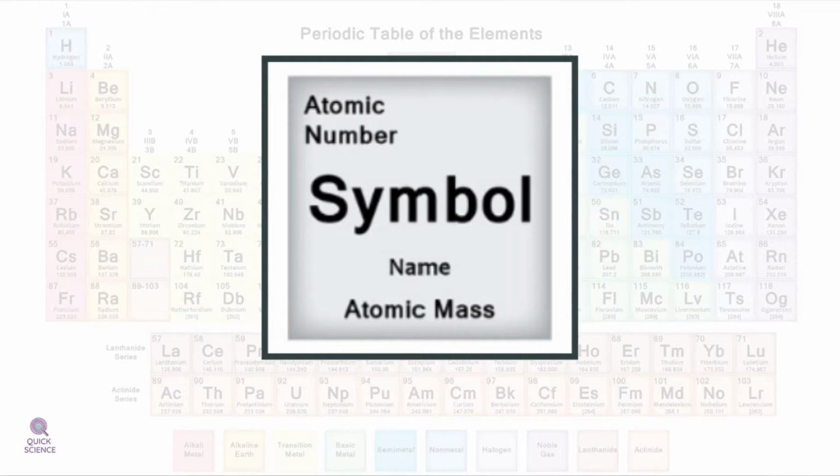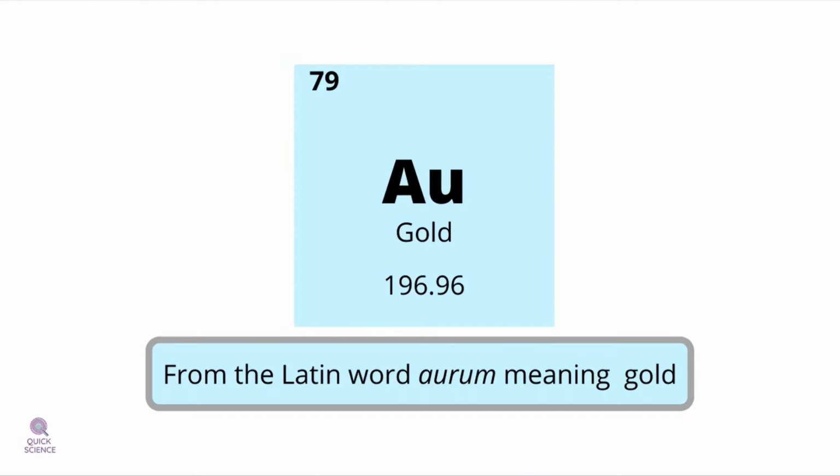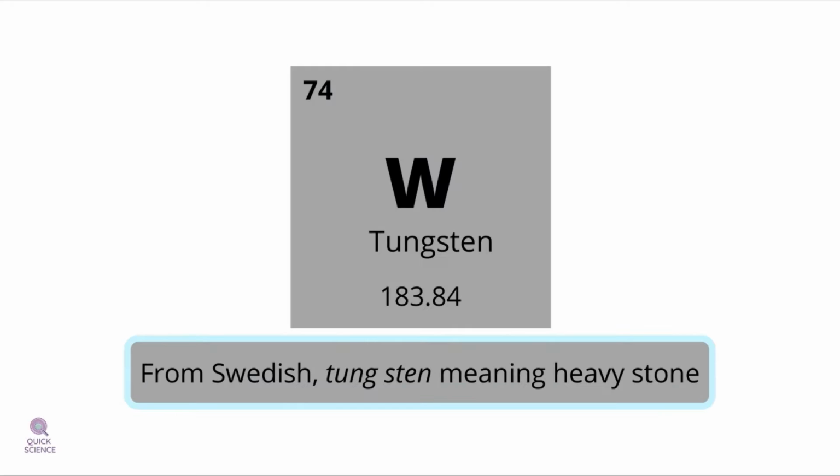Many of the chemical symbols are derived from English names, whereas some come from other languages. The symbol for gold is Au, from the Latin word aurum meaning gold. The symbol for tungsten is W. In Swedish, the meaning of the word tungsten is heavy stone.